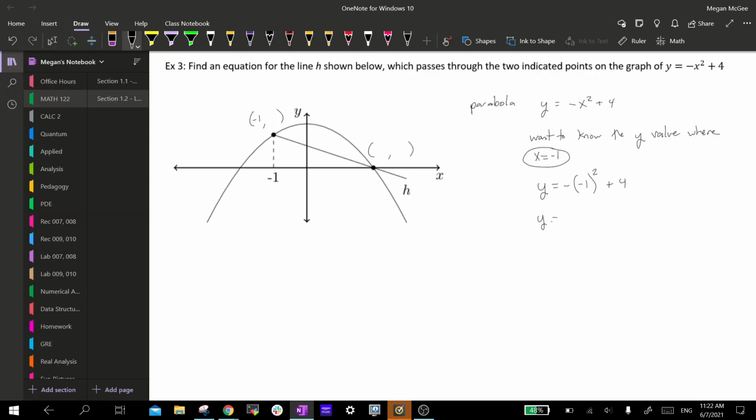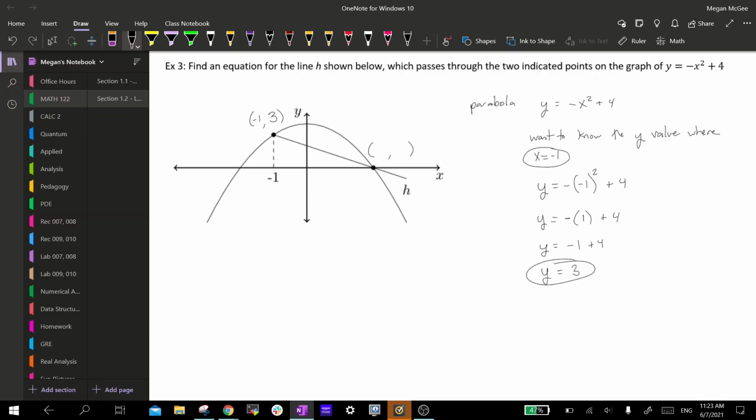Okay, so we have y is equal to, I'm going to leave this first negative out here, but negative 1 squared becomes positive 1, right? Plus 4. So then I can go ahead and drop these parentheses around the 1 and just get negative 1 plus 4. So we get y is equal to 3. So we wanted to know what is the y value when x is equal to negative 1, and we get y is equal to positive 3.